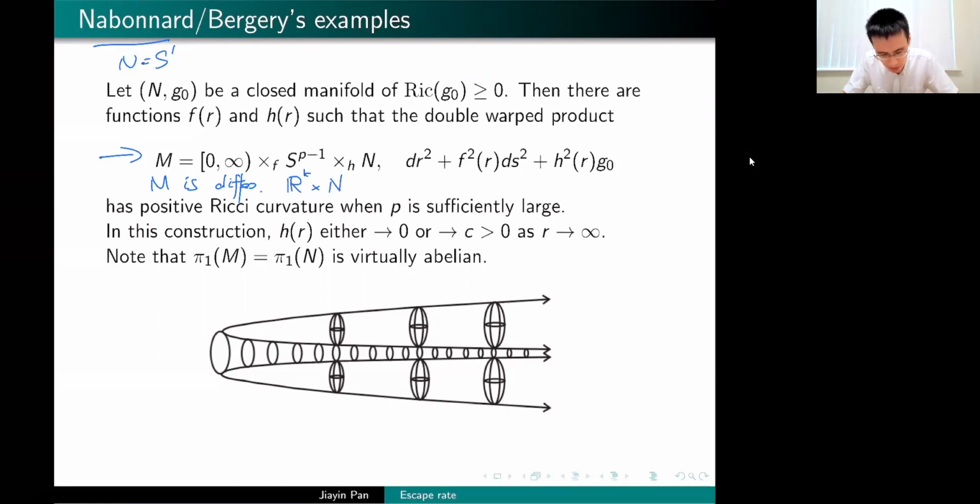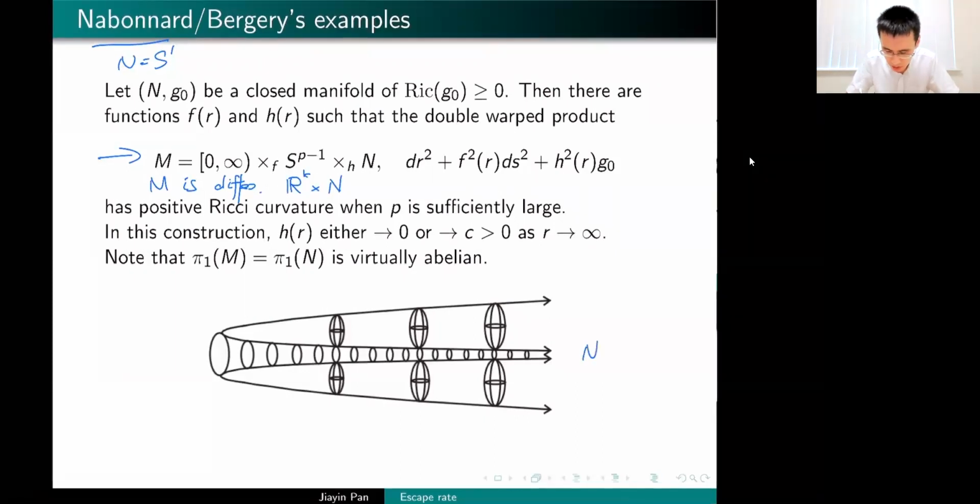The fundamental group of M is always the same as that of N. The fundamental group of N is virtually abelian, so the one of M is also virtually abelian. Here is a picture when, say, N is a circle. This is the circle factor here. You can see that it's decreasing as r goes to infinity. This is the r direction. So that's the first class of examples.